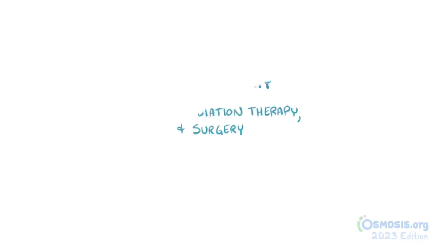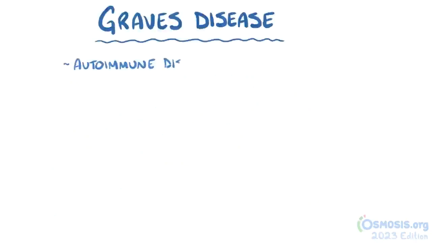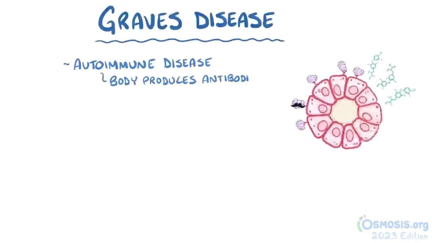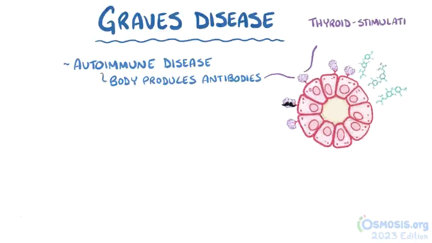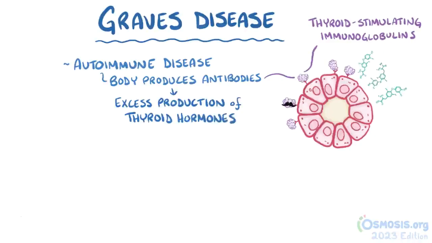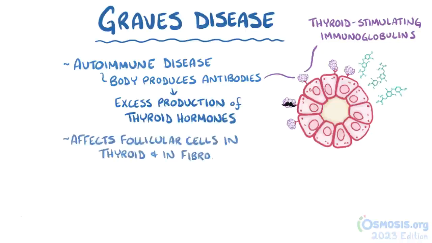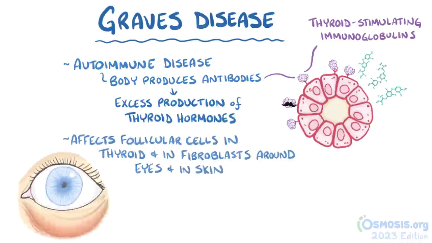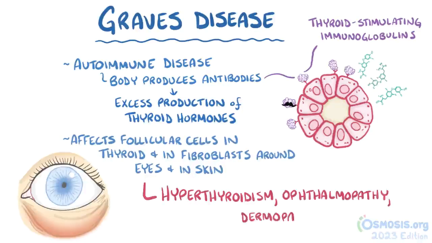Alright, as a quick recap, Graves' disease is an autoimmune disease where the body produces autoantibodies, including thyroid-stimulating immunoglobulins, which causes excess production of thyroid hormones. It affects follicular cells in the thyroid and fibroblasts around the eyes and in the skin, and the result is hyperthyroidism, ophthalmopathy, and dermopathy.